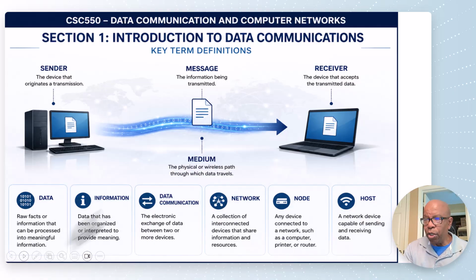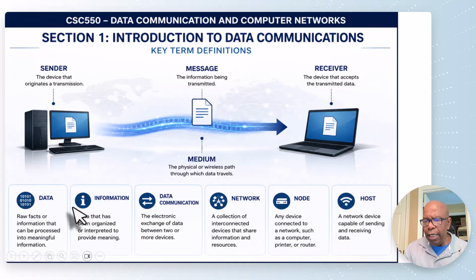The message goes across a medium. So here we have a sender, the device that originates the transmission. The message is the information that I want to get from the sender to the receiver, the device that accepts the transmitted data. And it goes across some medium, whether that's wireless or wired. We'll be talking about the various methods we can use to transmit that data.